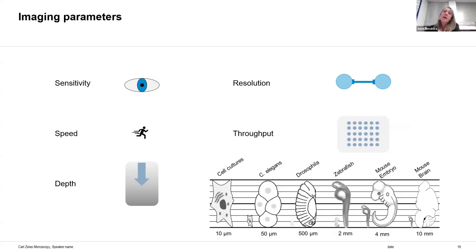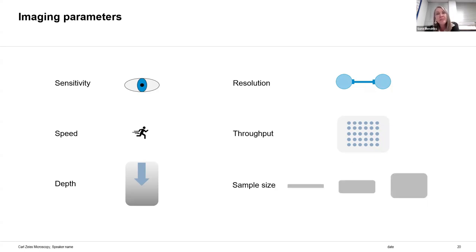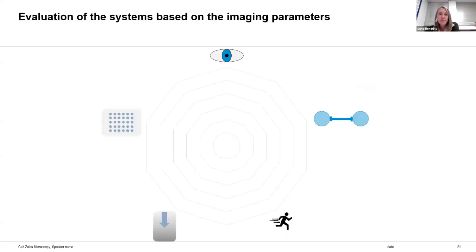The sixth and last parameter you need to consider is, of course, the size of your sample. So do you want to image cultured cells or whole zebrafish or even live mice? For the sake of simplicity in this talk, I will define samples as thin, medium, and large. And we can consider them equivalent of maybe single cells, an organoid, or a whole zebrafish.